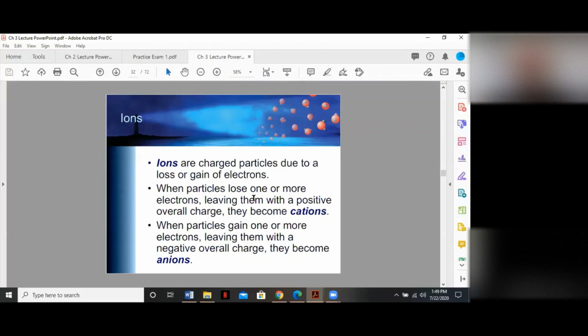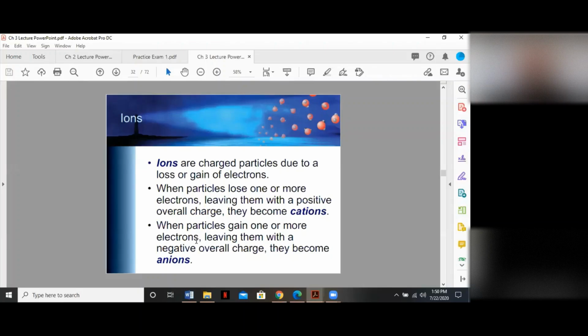The opposite to this is when you have an element that gains electrons. That means you're going to have more electrons than protons, and that's why they become anions. They're going to carry a negative charge due to the fact that you have more electrons than protons. So those elements that we see in the periodic table are neutral because protons equal electrons. But the moment that an element loses an electron or gains an electron, it will not be neutral anymore.